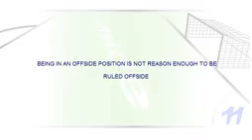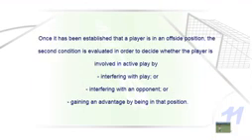However, being in an offside position is not reason enough to be ruled offside. Once it has been established that a player is in an offside position, the second condition is evaluated in order to decide whether the player is involved in active play by interfering with play, interfering with an opponent, or gaining an advantage by being in that position.